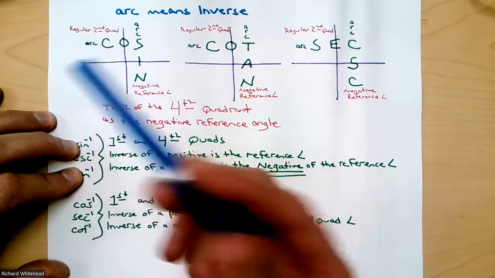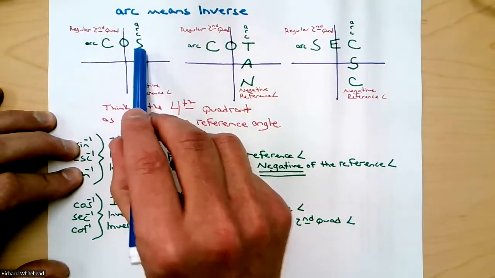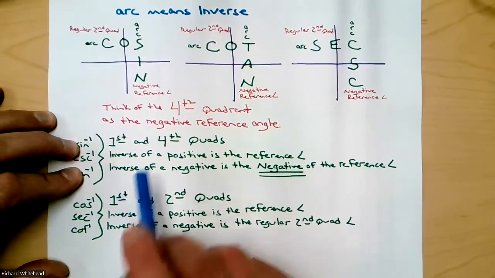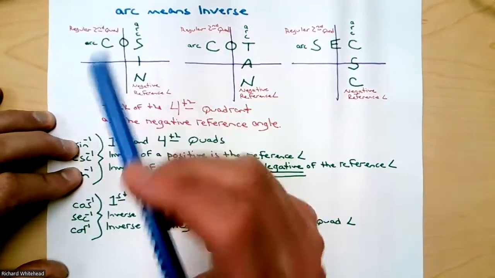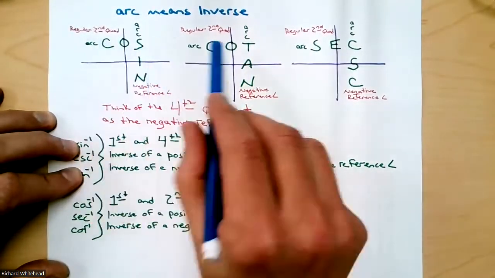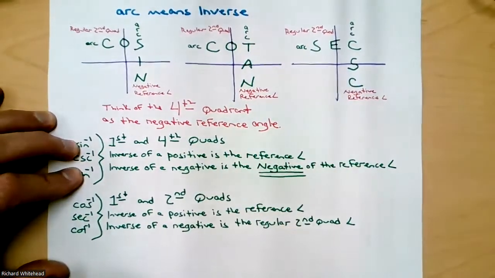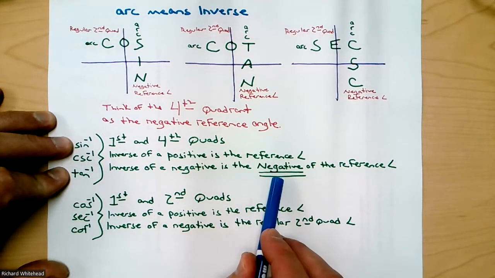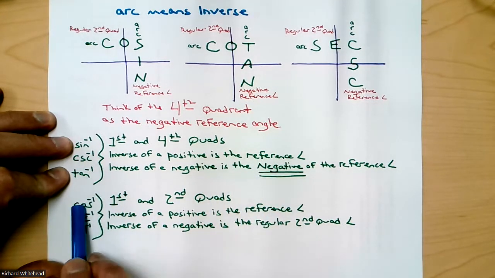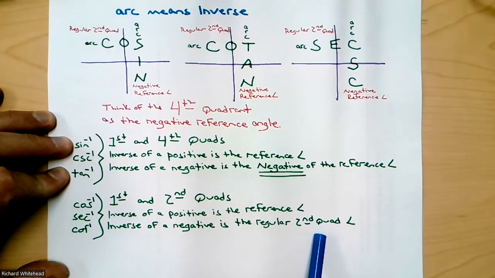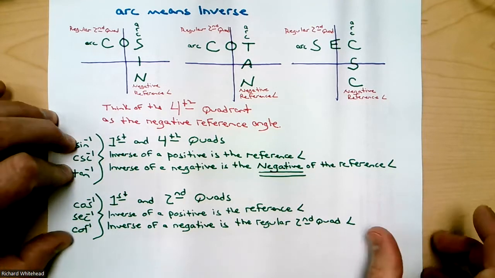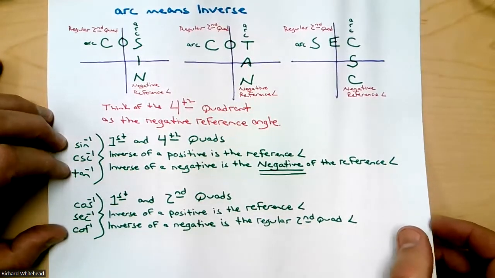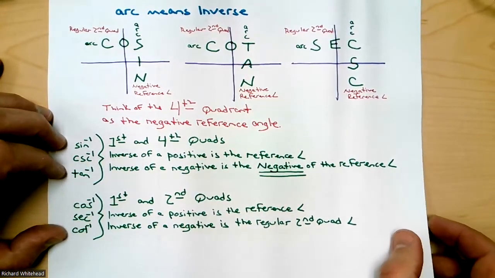Somebody says, what if you mix them up? There's no other way you can get those letters to meet like that. So a lot of people, when it comes time to take a test or a quiz on this, just immediately write these little charts on their paper. So inverse of a negative for these 3, you always just do the negative reference. For these 3, you have to do the regular second quadrant. When we get to the calculator stuff, there will be issues, but we'll worry about that in another video at another time.